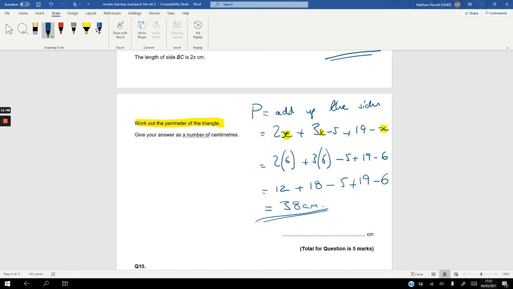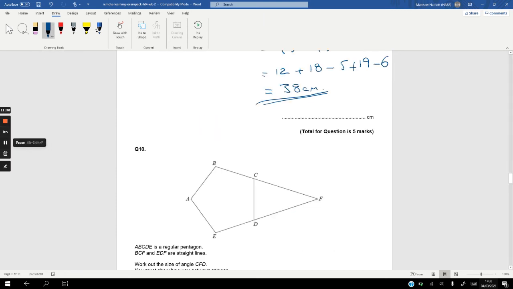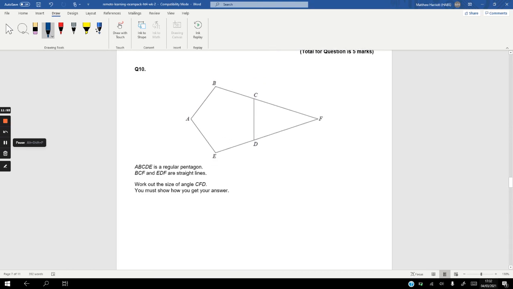Now, let's have a look lastly at question 10. So, some key terms to pull out here. Regular pentagon, okay, and it mentions angles. Now, I've got a regular pentagon that's talking about angles. The first thing I'm going to think is interior and exterior angles. And even before I try and think about which question they're asking me, I'm just going to start filling in every angle I can.